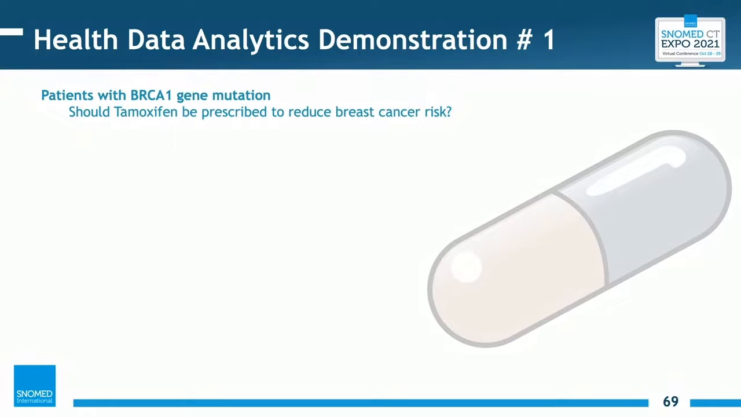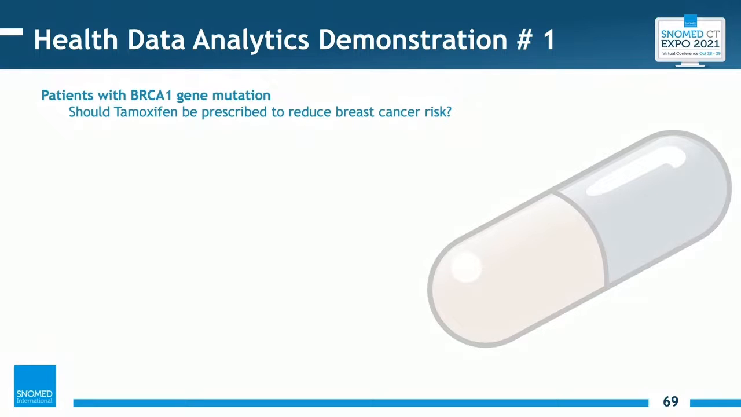Tamoxifen is a medication that's used to prevent and treat breast cancer, but it comes with some side effects: bone pain, hot flashes, nausea, fatigue, and others. And many patients may decide not to take this drug. But our patient would like as much information as possible to help her make the right decision. So we're going to use SNOMED CT to help understand the outcomes of other patients in a similar situation.